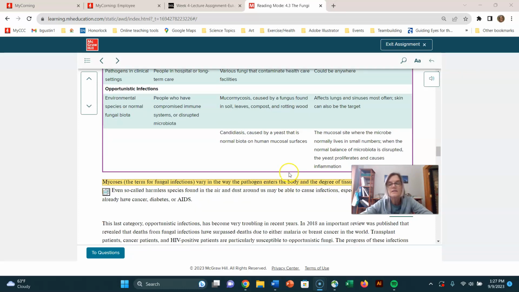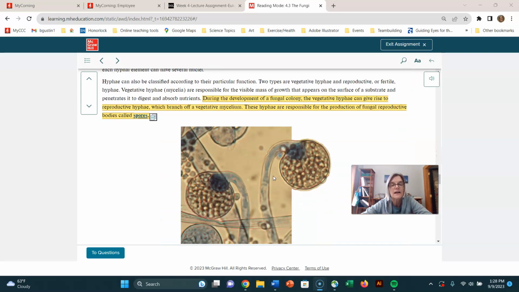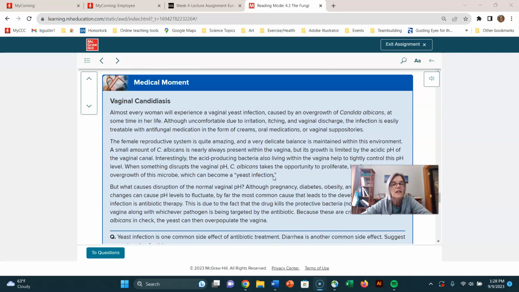They gave you an example of an infection that I thought was kind of handy to know about. The disease I want to talk about is vaginal candidiasis, which is a vaginal yeast infection caused by the overgrowth of Candida albicans. And I think somewhere in here it talks about how 3 out of 4 women have had vaginal yeast infections, and some women get them chronically.